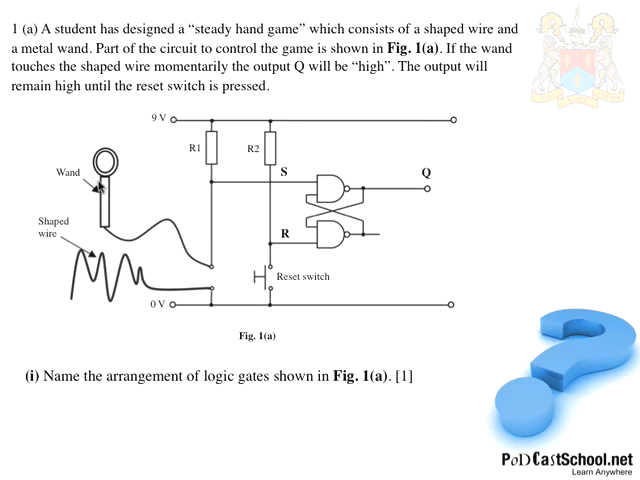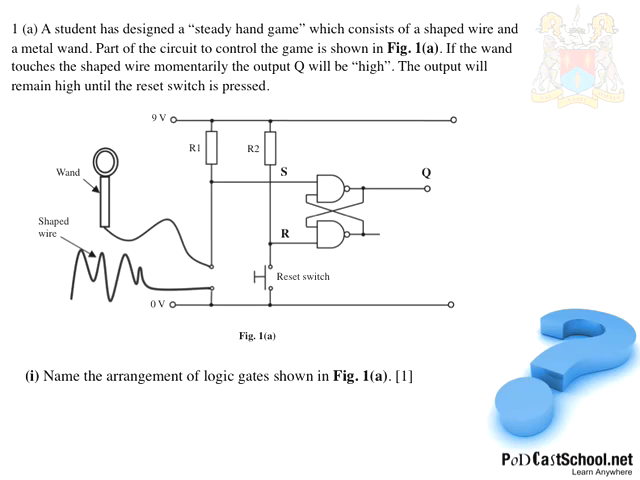In other words, touch the wand against the wire, Q will go high. If that's connected to a buzzer, then it will buzz, and it will remain buzzing until this reset switch is pressed. So you're told the function of this circuit without having to work anything out at this stage.